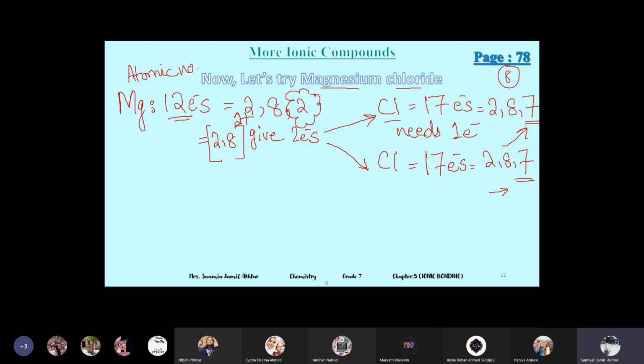Previously lithium gave only 1 electron, so we put plus 1 on it. But now magnesium has given 2 electrons, so it will be 2 plus. Here magnesium will be 2 plus, like this. And each chlorine, after receiving 1 electron, will become 2, 8, 8 with a minus 1, because each chlorine is receiving 1 electron. So we will not write minus 2 or 2 minus here; we will write a minus sign.